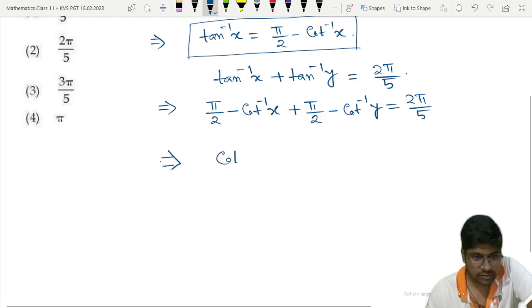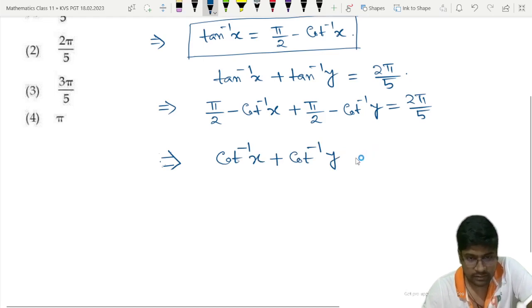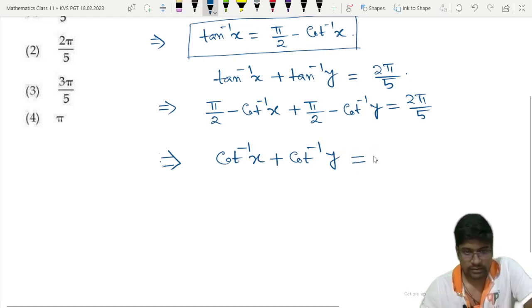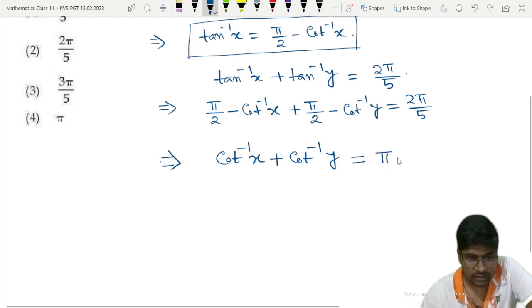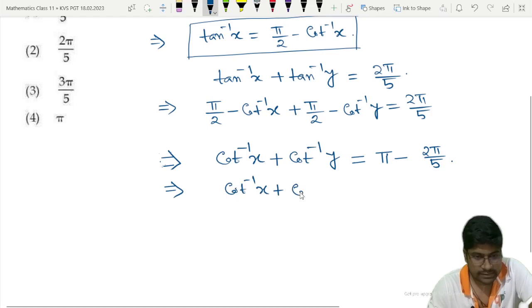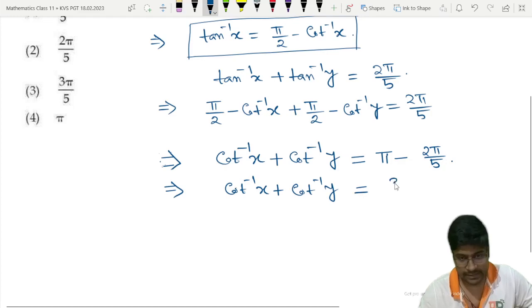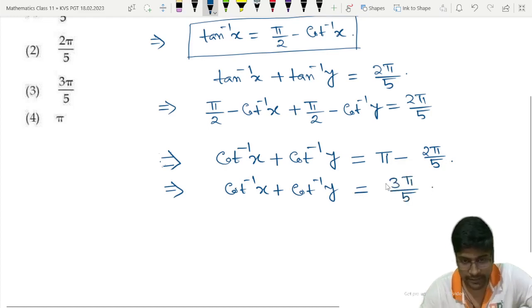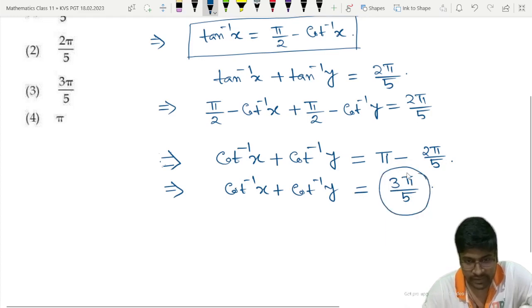So what we will get: cot inverse x plus cot inverse y will be equal to, just simplification, nothing else, pi minus 2 pi by 5. That we will get. So cot inverse x plus cot inverse y will be equal to 5 pi minus 2 pi, that is 3 pi by 5. So this is our answer, 3 pi by 5.